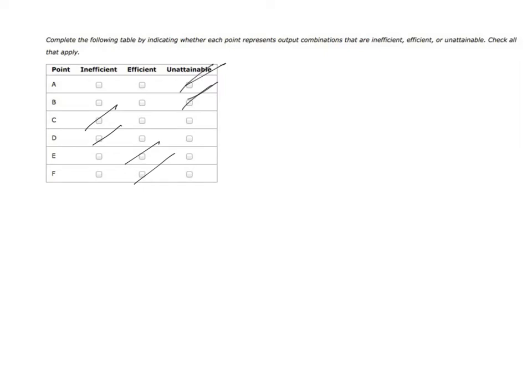We've got A and B here as unattainable. They're beyond the production possibility frontier. C and D are inside the production possibility frontier. They're inefficient. And E and F are out on the production possibility frontier. They are efficient.